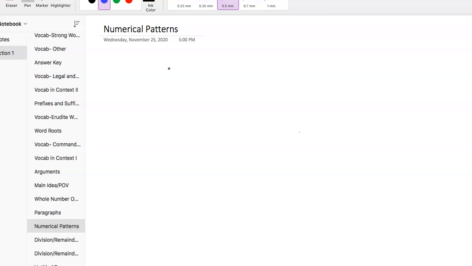All right, numerical patterns. So these can be kind of tricky, and so we're going to go through a couple of the most common types of questions on numerical patterns. And so it'll typically be like they're going to give you a sequence of numbers, like these three right here, and they're going to say, what's the next number? Okay, so this one is squares.